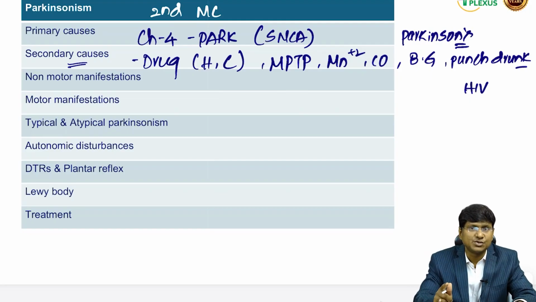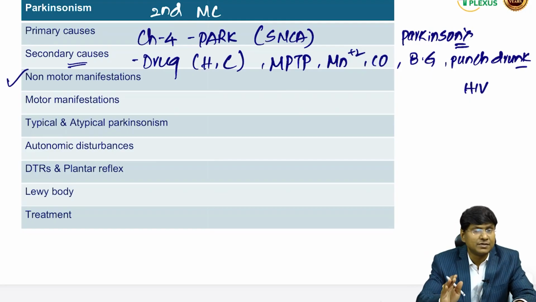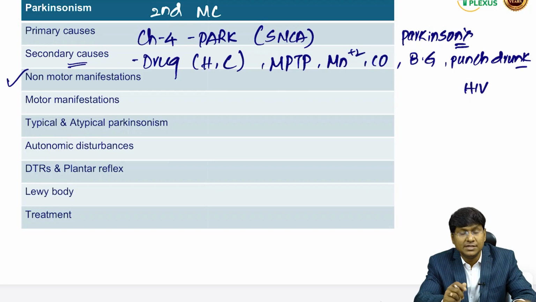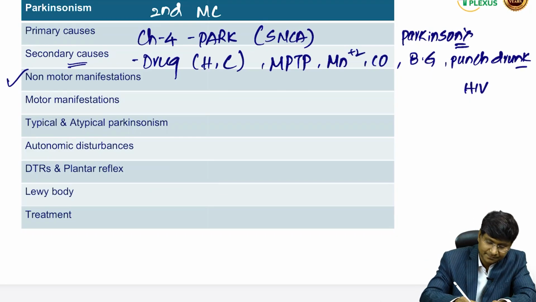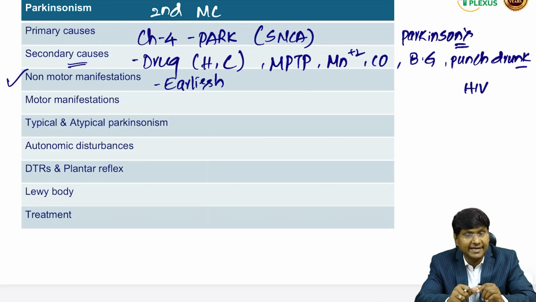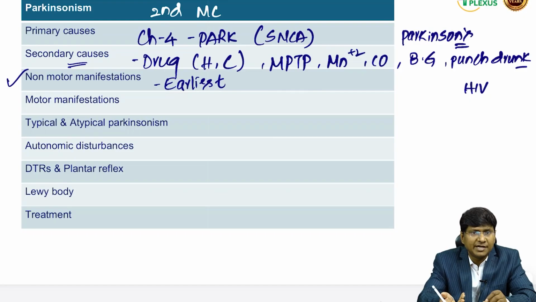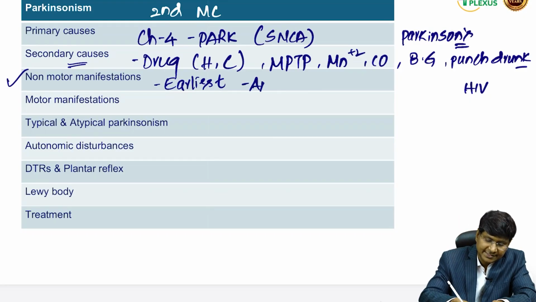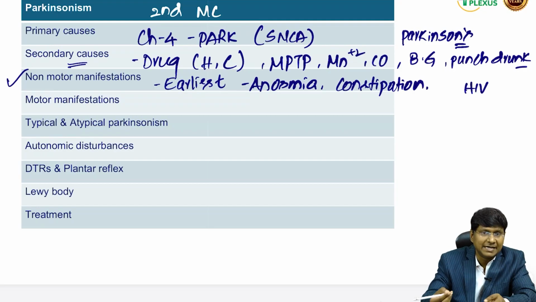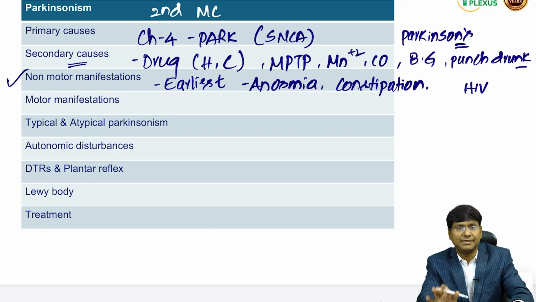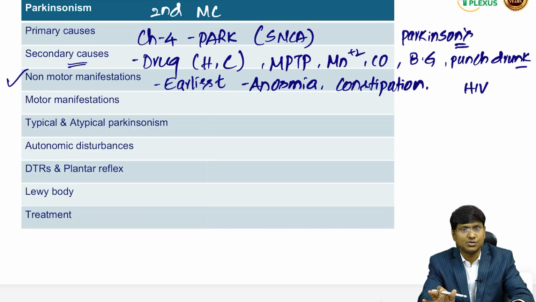And in case of Parkinsonism, first you have the non-motor manifestations. These are the earliest manifestations. And what are these earliest non-motor manifestations? That includes loss of sensation of smell, that is anosmia, and there can also be constipation, followed by mood and sleep disorders.